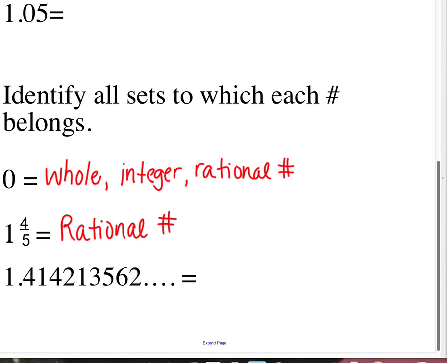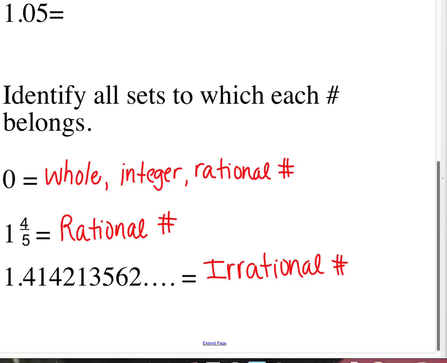What about this thing? 1.41421356 going on and on and on. It never seems to end, and I don't see any kind of a repeating pattern there. What do we call numbers that don't end and don't repeat? Irrational. It's an irrational number. I could never, ever, ever write that as a fraction.